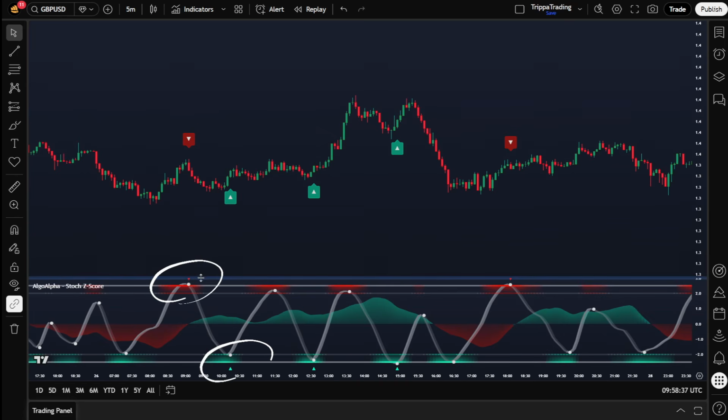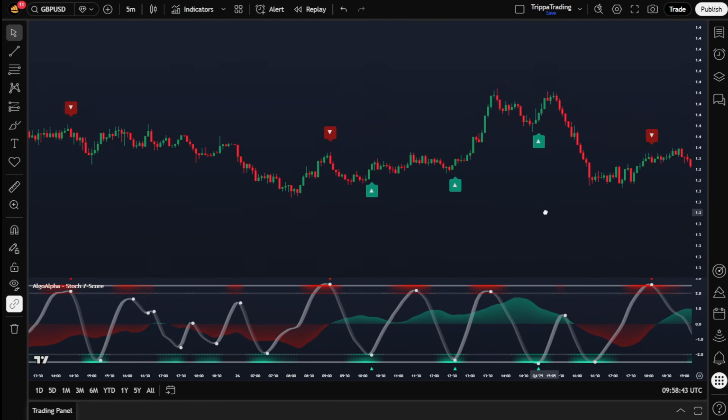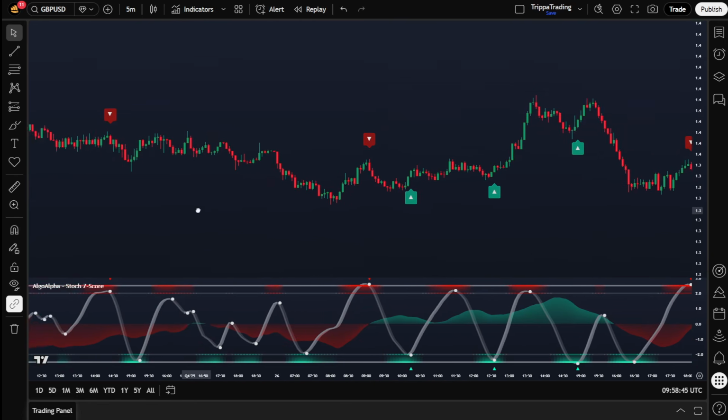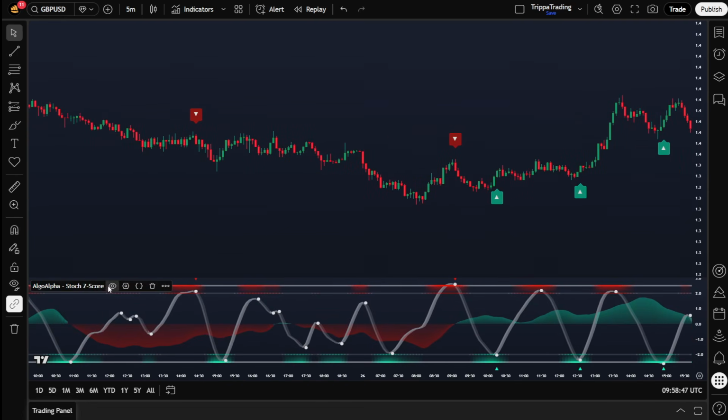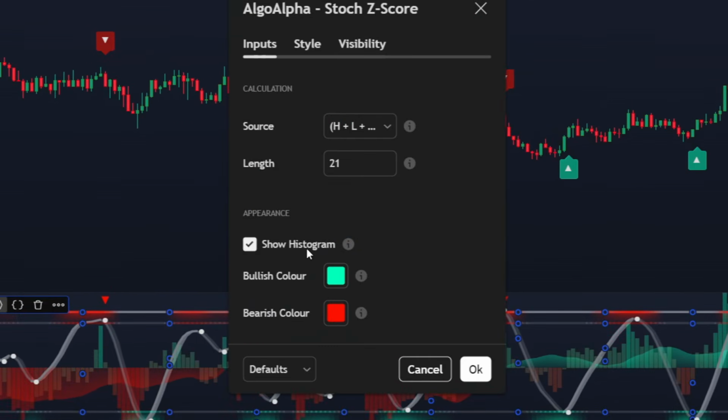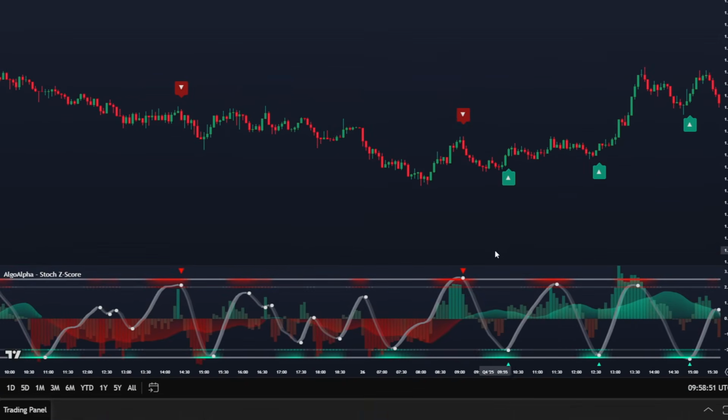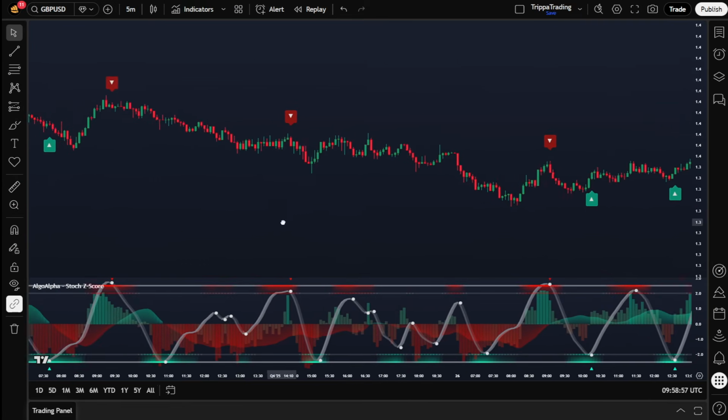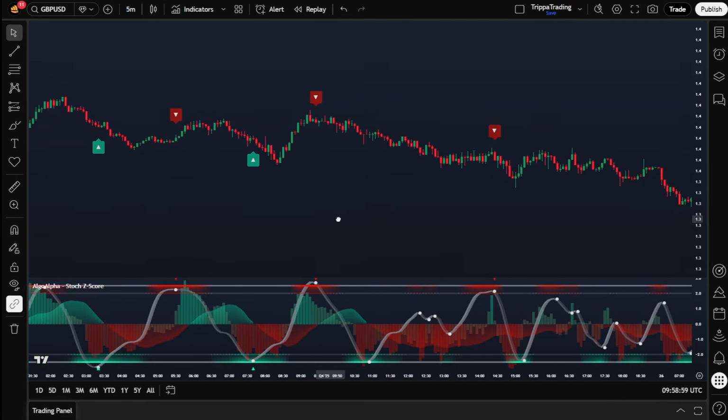When price reaches those areas, it doesn't mean it must reverse instantly, but it does mean you should stop chasing and start paying attention. Depending on your settings, you might also see a histogram in the background. This histogram shows raw Z-score intensity. You can turn it off for a cleaner chart, but when you're learning, it actually helps you see how strong the pressure is behind the move.